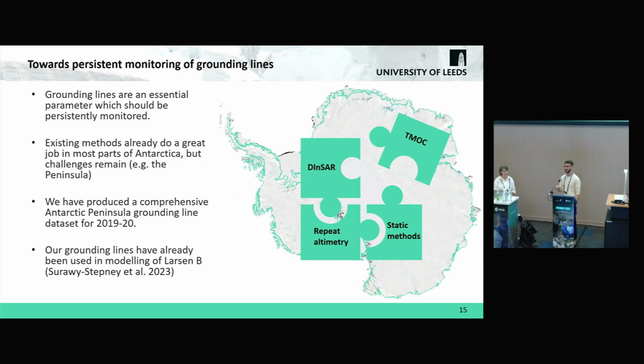And we produced a grounding line data set for the peninsula from 2019 to 2020. Hopefully that will be available soon when this work is available as a preprint, hopefully sometime this year. And we've already started to use these grounding line data sets we produced from this work in other studies. So my colleague Tristan had a preprint released recently about the changes in the Larsen B inlet after that loss of sea ice. And we used this data set to initialize an ice flow model of those glaciers. So we're already using this data to help us understand the processes that have happened in the peninsula.